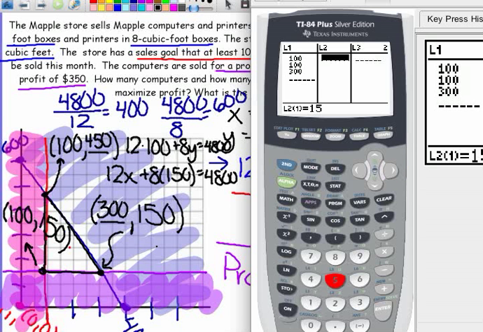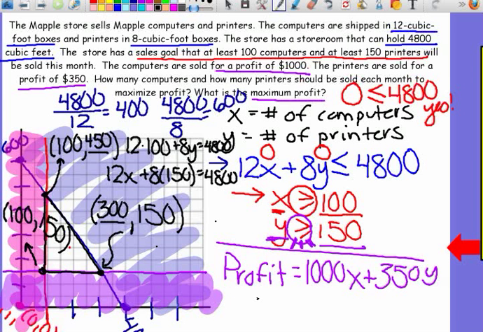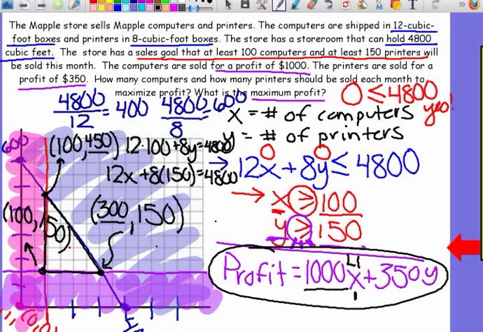One point is 100, 150. Another point is 100, 450. And the third point, its y coordinate is 150. Now if you look, these are the coordinates that we just figured out. What we're going to do is use the profit equation right here. And we are going to take 1,000 times each x, which are listed in list 1, and 350 times each y, our y's are in list 2, and figure out our profits.